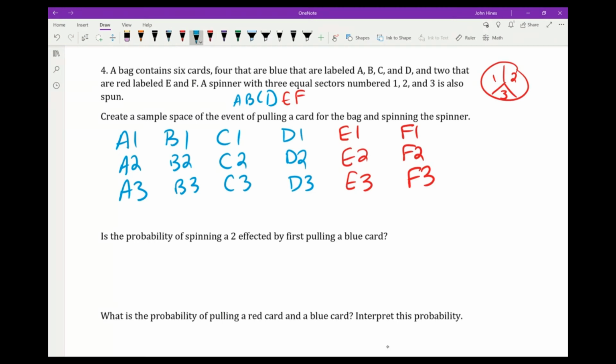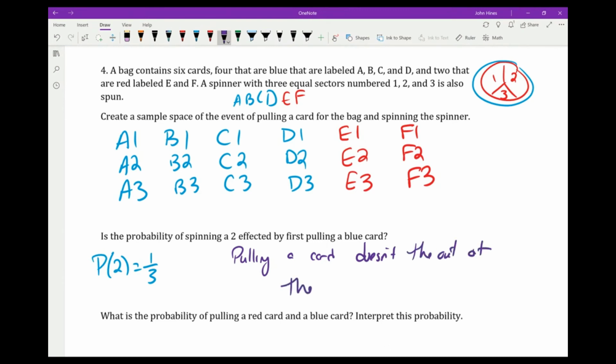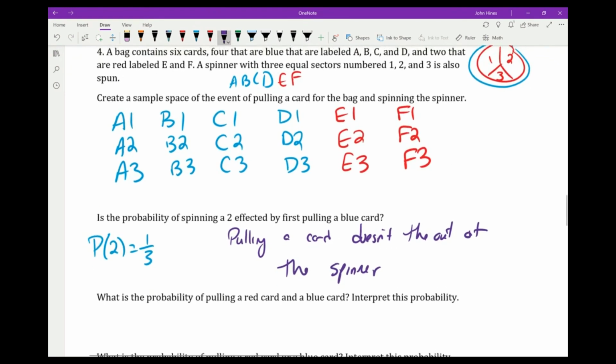So is the probability of spinning a 2 affected by first pulling a blue card? Well, what's the probability of spinning a 2 without any card? What's the probability of me spinning a 2? 1 out of 3. What's the probability of me getting a 2 knowing I pulled a blue card? Well, me pulling the card has nothing to do with the spinner. Pulling a card doesn't affect the outcome of the spinner. It's common sense. I picked a card. Why is that going to change the probability of me getting the spinner here? It doesn't affect the outcome at all.